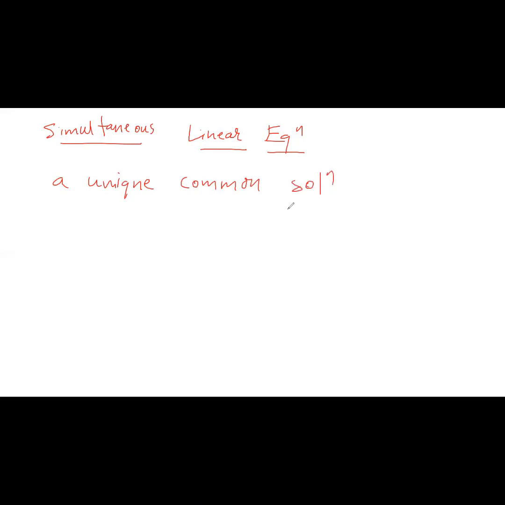Now, let's consider what is the meaning of simultaneous linear equations. Simultaneous linear equations are the equations with two variables for which we get a unique common solution. When we get a unique common solution, then the equations are called simultaneous linear equations.